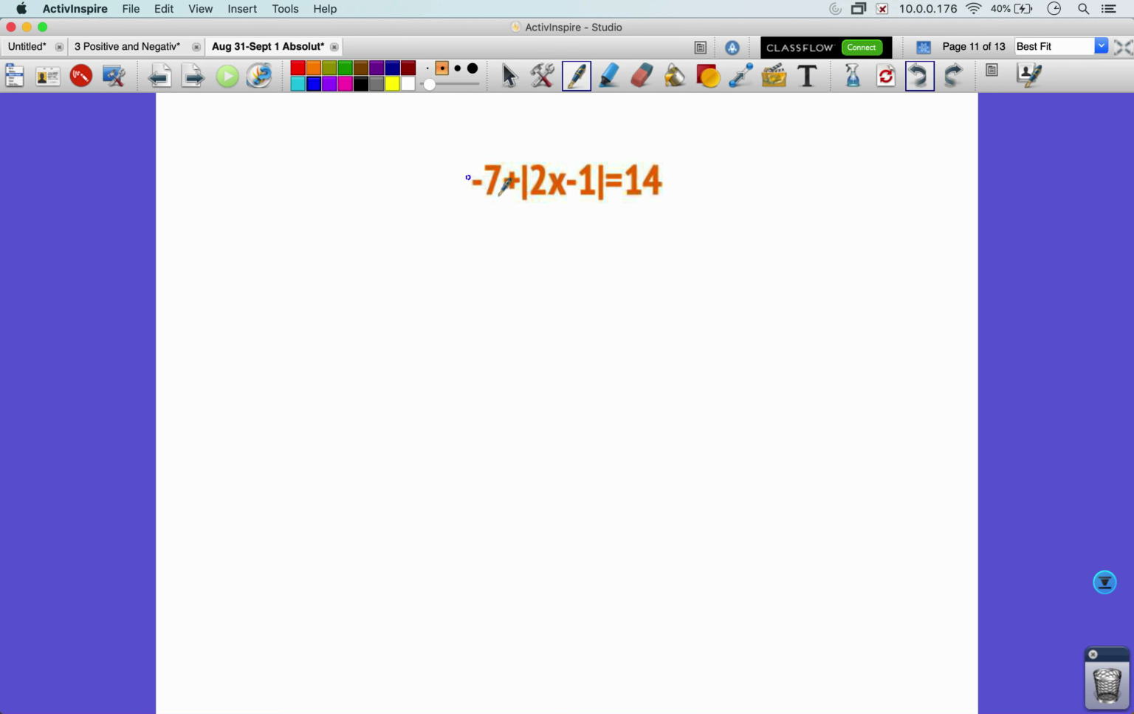All right, what do we do if we've got an operation outside of the absolute value brackets? So copy this one down, and in our notes, we want to move this before splitting. Two T's in splitting, I don't know. You can call me out on that if I spelled that wrong. We really want to isolate the absolute value brackets, so we add 7 to both sides. We get the absolute value of 2x minus 1 equals 21.